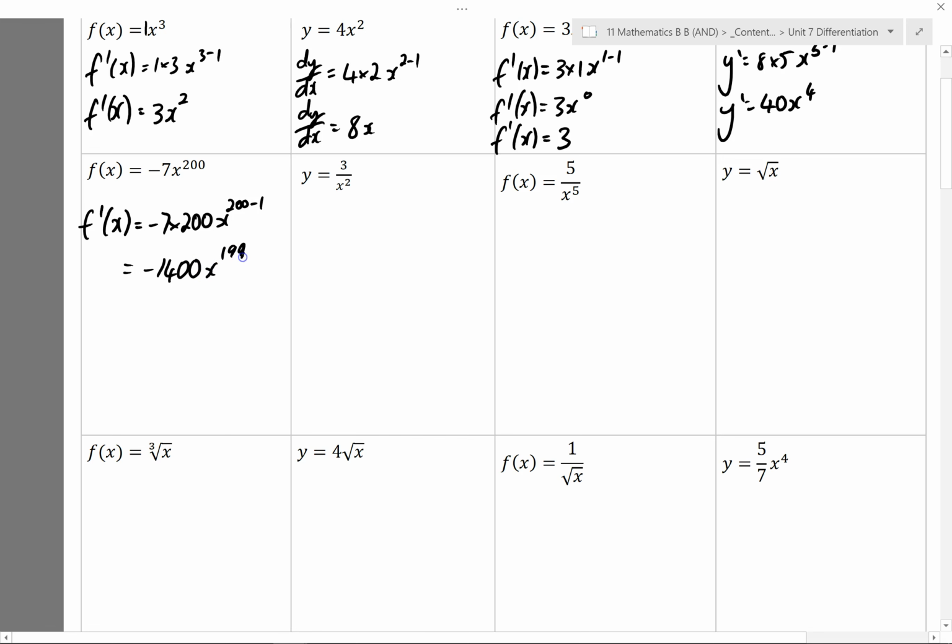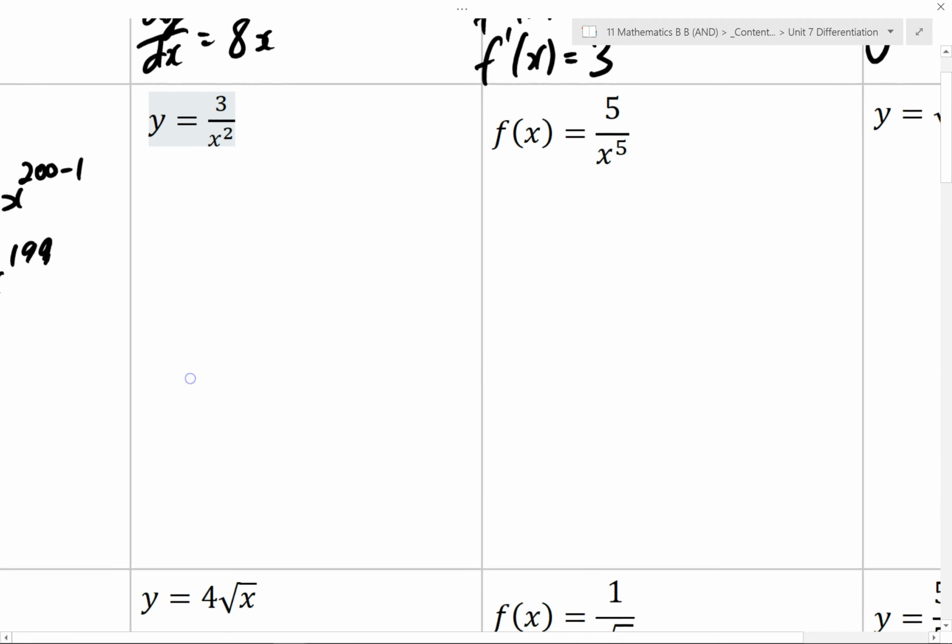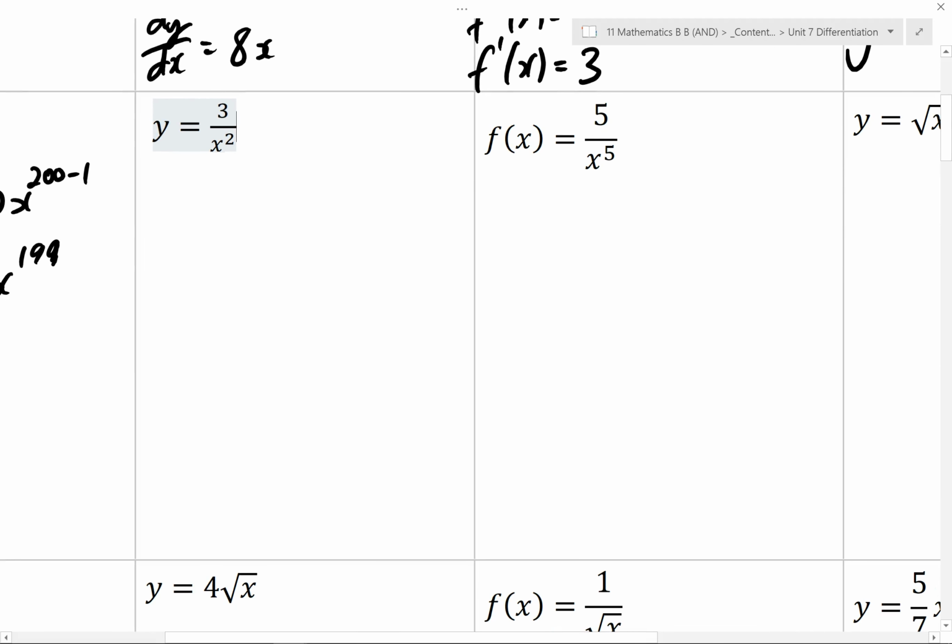Okay, so hopefully you're starting to see the idea how this rule applies. And imagine if you had to do this by first principles. At some stage, you would have to do f of x plus h and have minus 7 times x plus h to the power 200. And you'd have to write x plus h 200 times and do that expansion. Okay, it'd probably take you 3 or 4 hours and you'd make heaps of errors. Okay, but with differentiation by rule, once we've established those general rules, we can just kick on and do it pretty quickly. Alright, here they start to get a little bit more interesting.